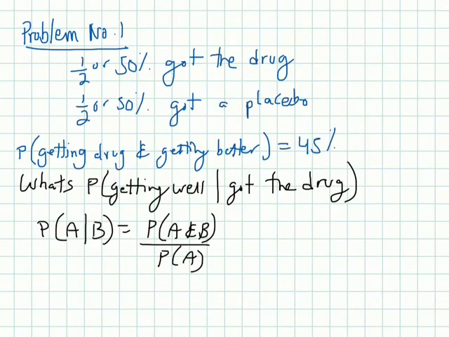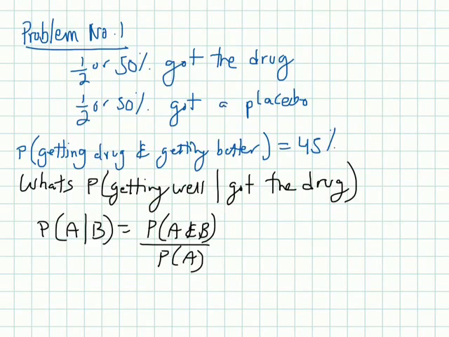So in problem number 1, it says a little bit of information here. There's a group of testers, and to see how well medicine works, half of the testers, or 50%, got the drug, and the other half didn't. They got a placebo. The placebo is basically like a piece of candy. There's no real drug in it that will make you better. It's just a fake one. And then also the probability of getting the drug and getting better was 45%. So what's the probability that you got well given that you got the drug?